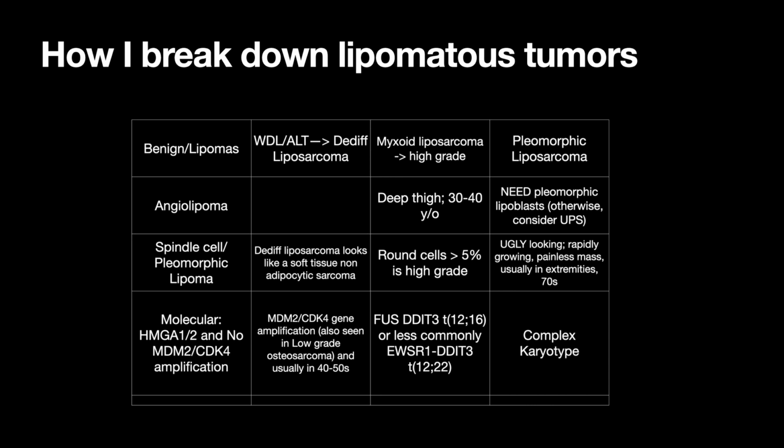Your round cell component looks like sheets of round blue cells, a little bit more vacuolated, I would say, compared to your other small round blue cell differential. And then molecularly, you'll have a FUS DDIT3 rearrangement, t(12;16), or less commonly EWSR1 DDIT3, or translocation (12;22).